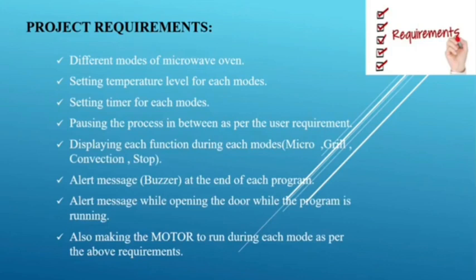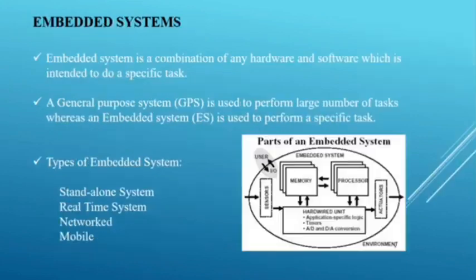So the project requirements are different modes of the microwave oven, setting temperature levels for each mode, setting a timer for each mode, pausing the process in between as per the user requirement, displaying each function during each mode like micro, grill, convection and stop, an alert message or buzzer at the end of each program, an alert message while opening the door while the program is running, and also making the motor run during each mode as per the above requirements.